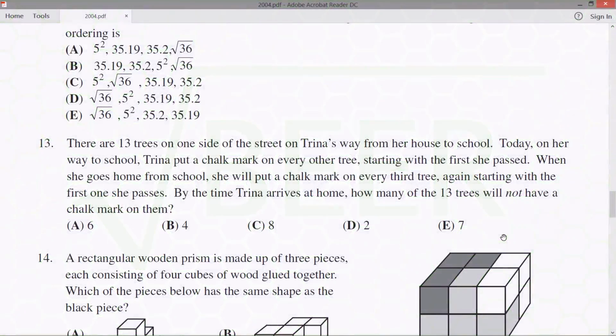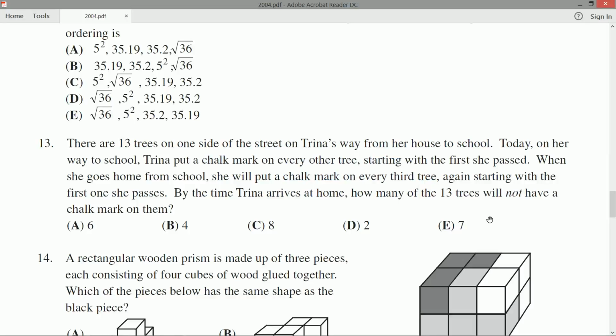We're now looking at question number 13. There are 13 trees on one side of the street on Trina's way from her house to school. Today, on her way to school, Trina put a chalk mark on every other tree, starting with the first tree she passed. When she goes home from school, she will put a chalk mark on every third tree, again starting with the first one she passes. By the time Trina arrives at home, how many of the 13 trees will not have a chalk mark on them?